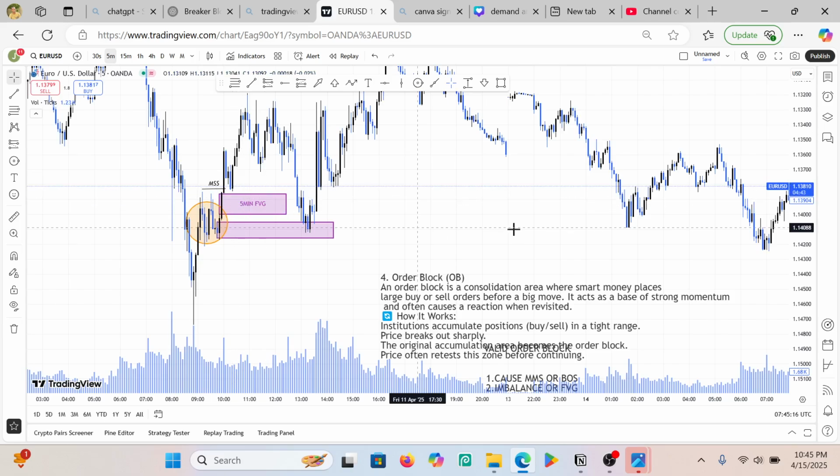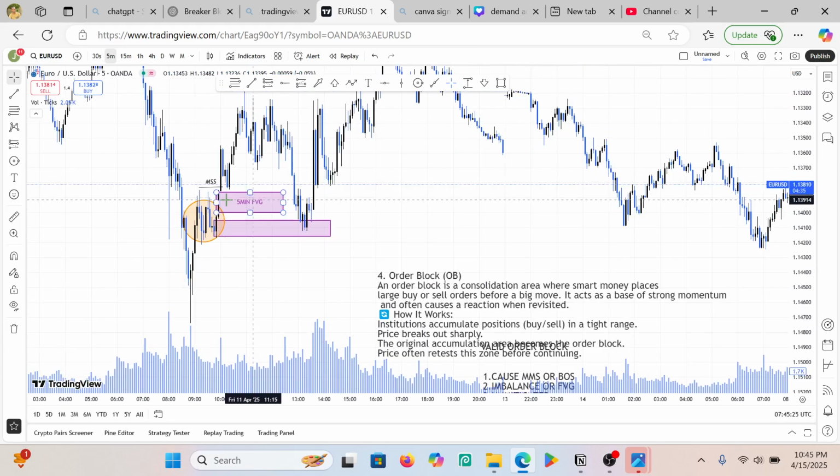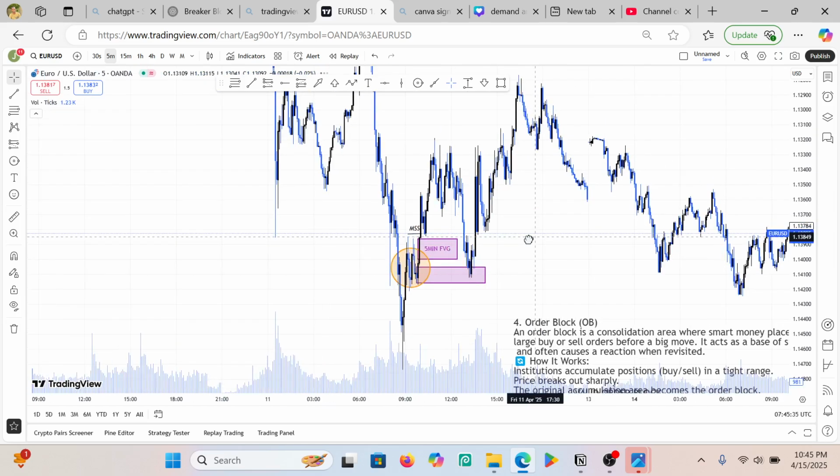Another thing, this must cause a market structure shift or a break of structure, and must have a fair value gap, and it must be unmitigated. Unmitigated means that area was not tested, so the market must come and test that area.